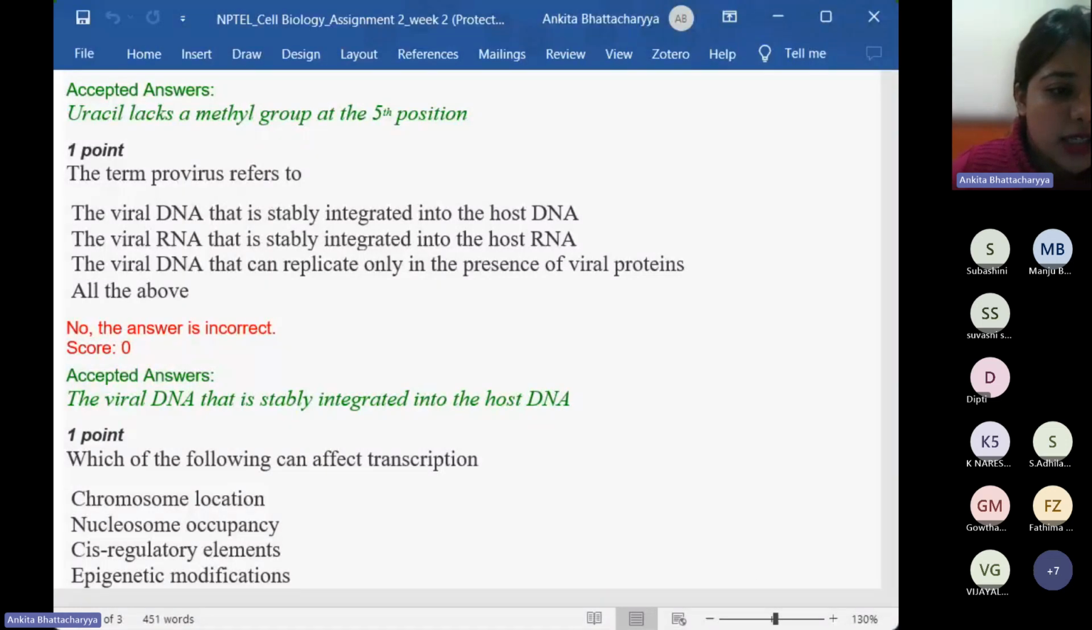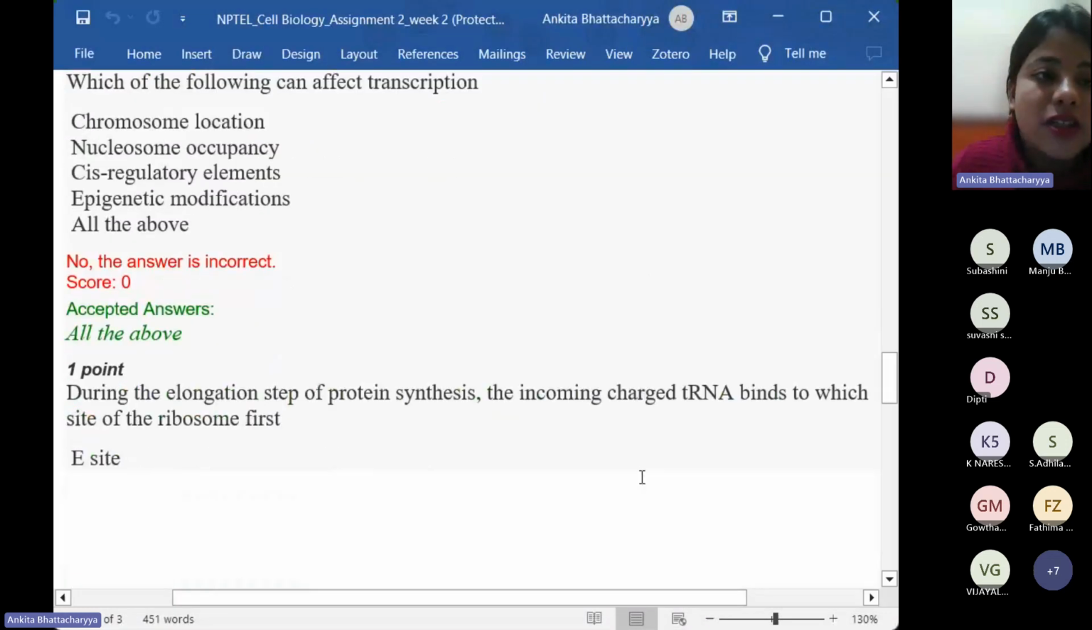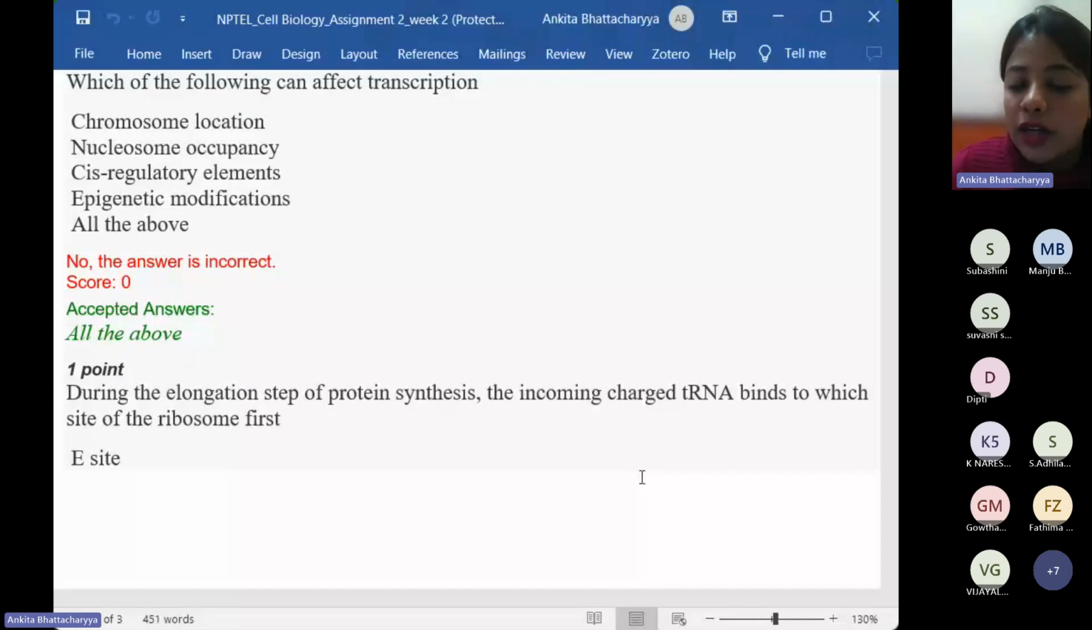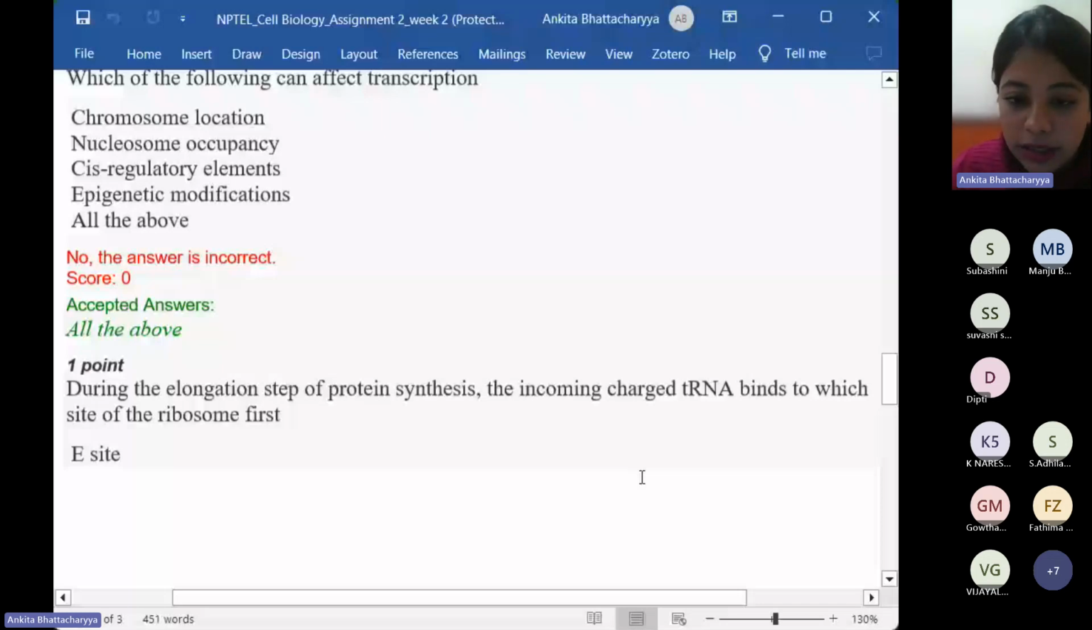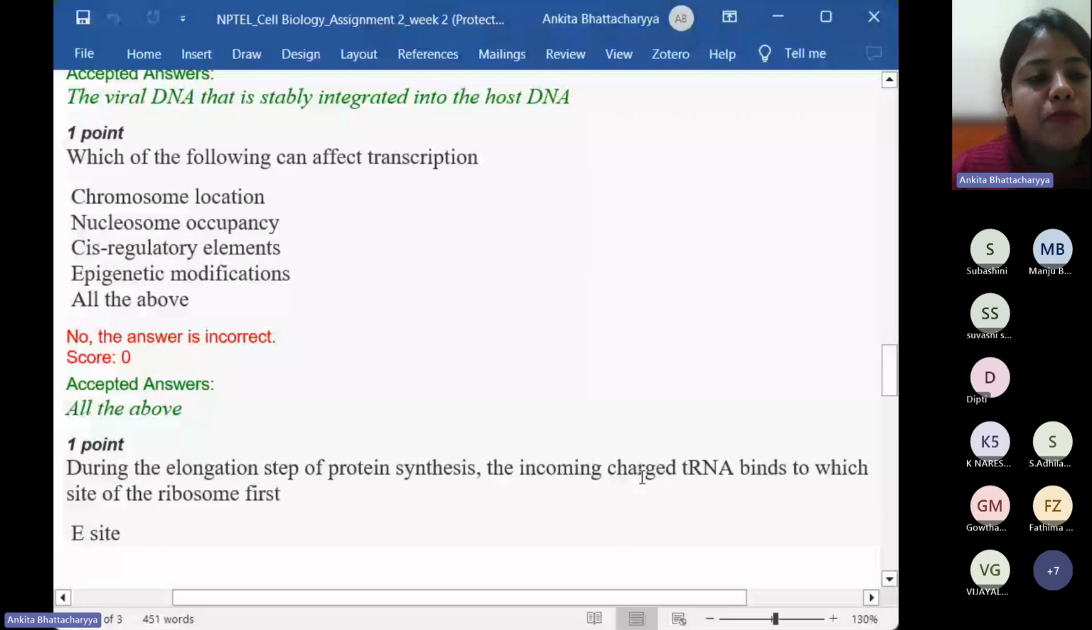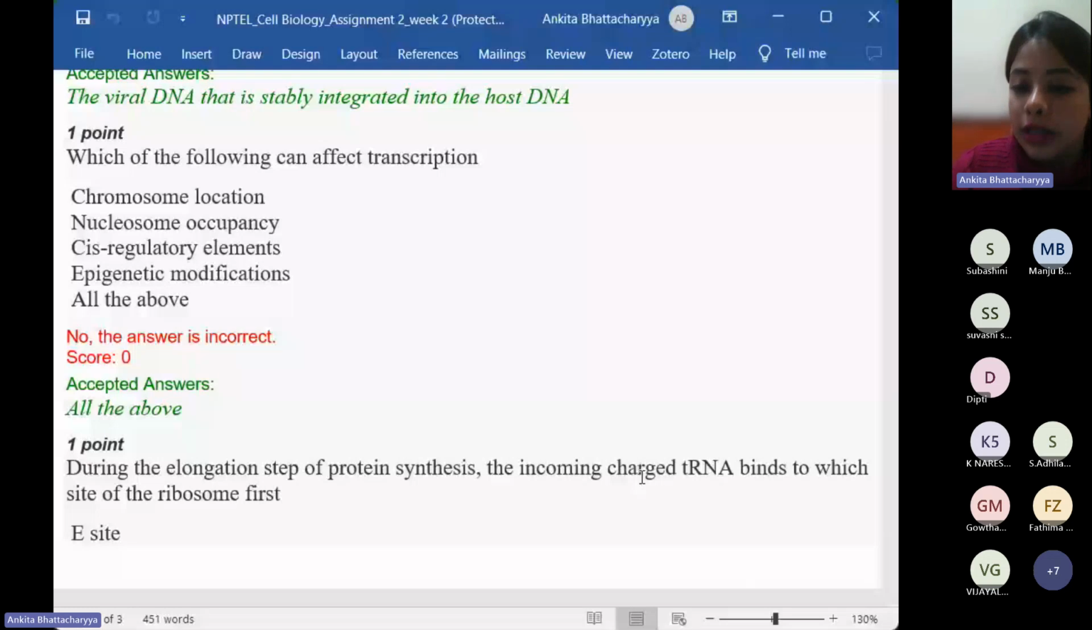Then the next question is about which of the following can affect transcription. A, chromosomal location; B, nucleosomal occupancy; C, cis regulatory elements; D, epigenetic modifications; or E, all of the above. Achha, this is part of the week 1 lecture questions as well. Transcription, which is the readout from the host DNA to the RNA, can get affected by a number of things. Let us look at each of the options one by one.